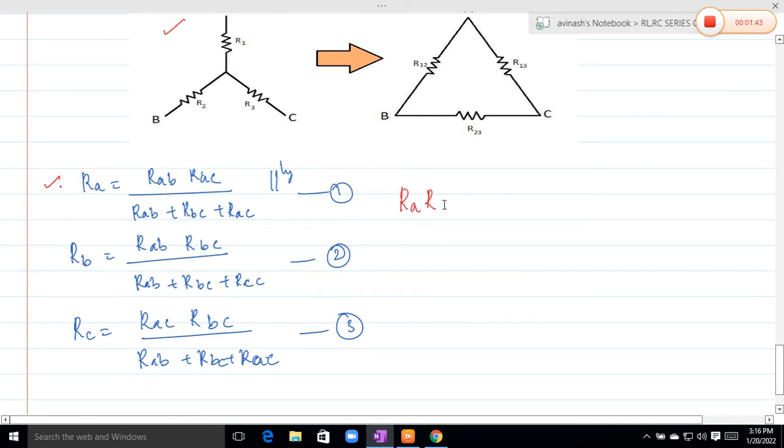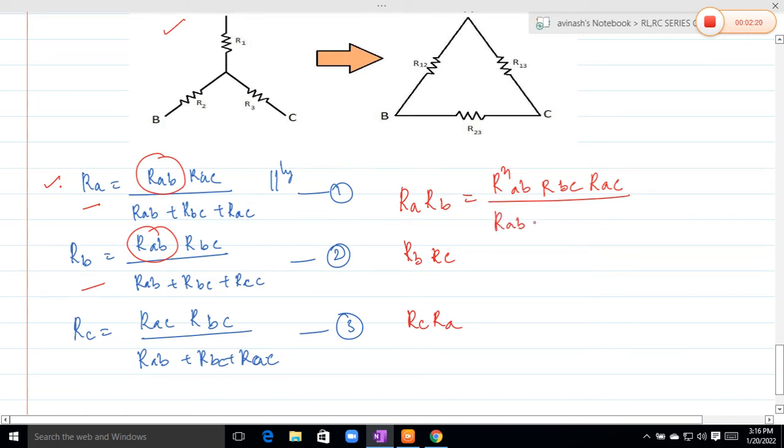Now to find the values of delta, we have to multiply the values of RA with RB, RB with RC, and RC with RA. If you multiply RA with RB, the common factor we have here is R square AB, and the rest we get is RBC into RAC, whole divided by RAB plus RBC plus RAC.